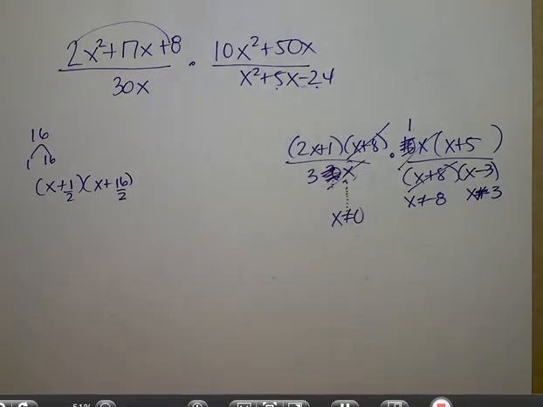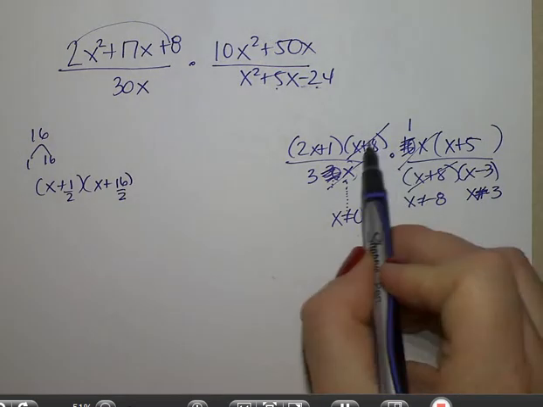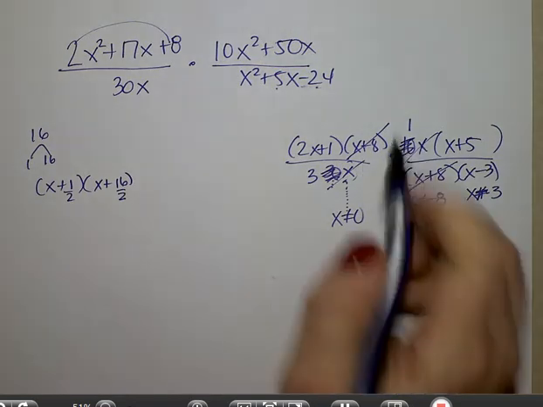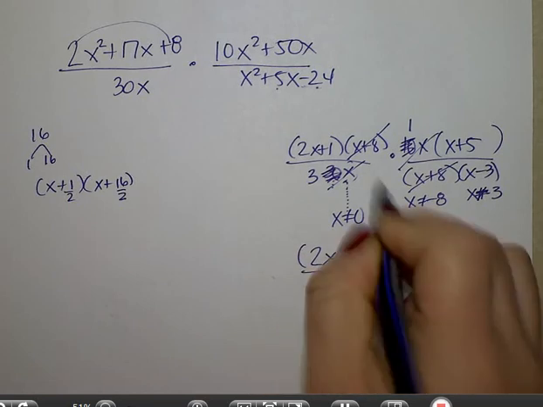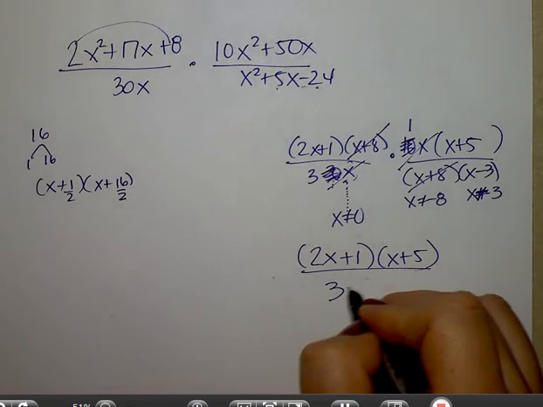Remember, when you cancel something, it's not just magically disappearing. It's really turning into a 1. So this is really 1 times 1 times 1 here. On top, you're left with 2x plus 1 and x plus 5. On the bottom, we have 3 and x minus 3.